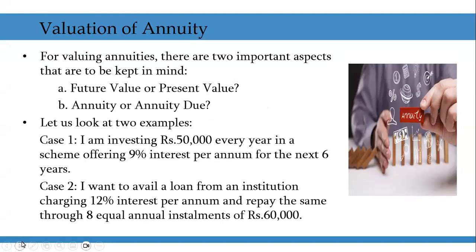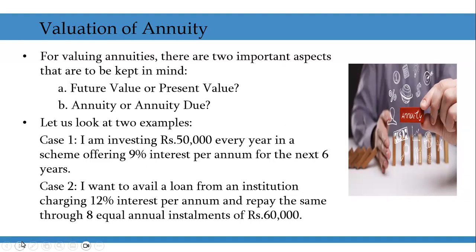For valuation of annuities, there are two important aspects that we have to keep in mind. First question is whether to use future value or present value of annuity. And the second question is, the cash flow stream we are valuing, is it annuity or annuity due? Unlike the single amount case that we dealt with till now, where future value is equal to present value into 1 plus r to the power of n, we had future value as well as present value in the same formula. But that's not the case with annuity. So we need to first decide whether to use a future value model or a present value model.